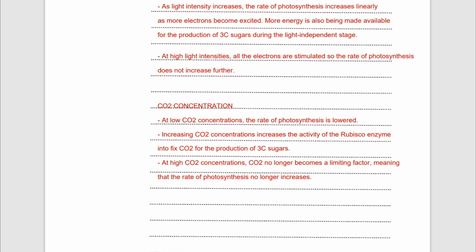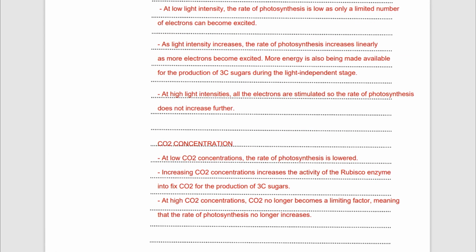So this here was 6 marks. And you want to have about 3 points here. You want to state what happens at low intensities. Why is that a limiting factor? Like, what effect does it have? And at what point does it stop becoming a limiting factor?